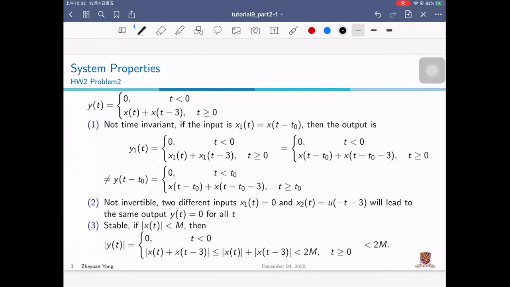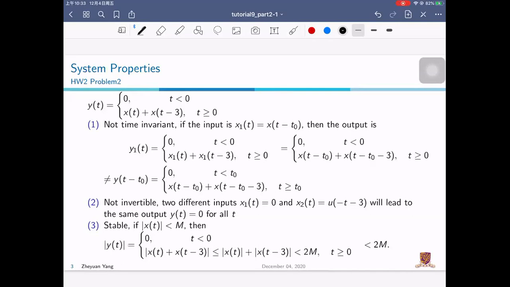The problem A signal output, y(t), is equal to 0 when t is smaller than 0. When t is non-negative, y(t) is equal to x(t) plus x(t minus 3). We can easily see that it is not memoryless because it depends on t minus 3. But it is causal because it only depends on the current time t, and t minus 3 is the past time.